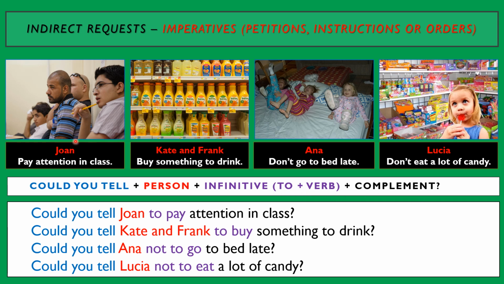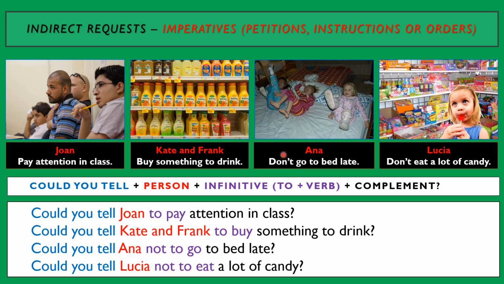For example, the first petition is for Joanne, and the petition is pay attention in class. So we say, could you tell Joanne to pay attention in class? The second petition or order or instruction is for Kate and Frank, and the petition is buy something to drink. So we say, could you tell Kate and Frank to buy something to drink?